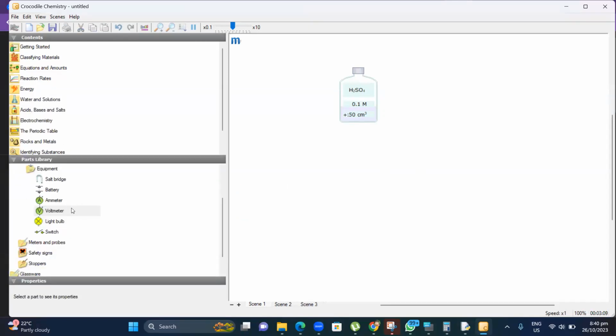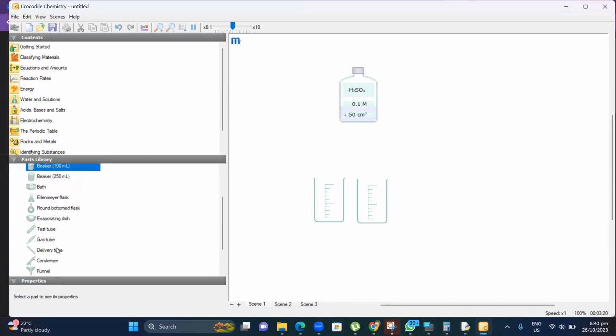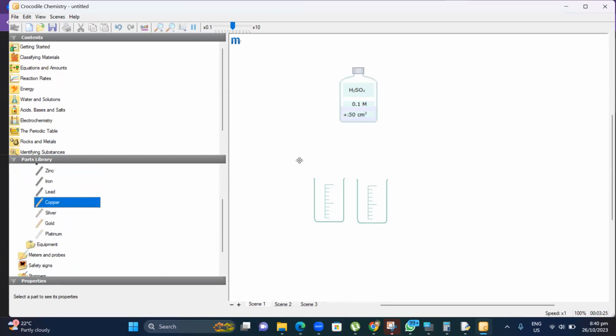I will get these electrodes. Before that, I need the beakers. Glass beaker, this beaker, and this beaker. Two beakers. Yes. Then I need electrodes. Where I saw the electrodes? Equipment. Is it? Yeah. Then copper electrode. Zinc electrode. Again copper electrode. This is how connect multiple cells. Again zinc electrode.